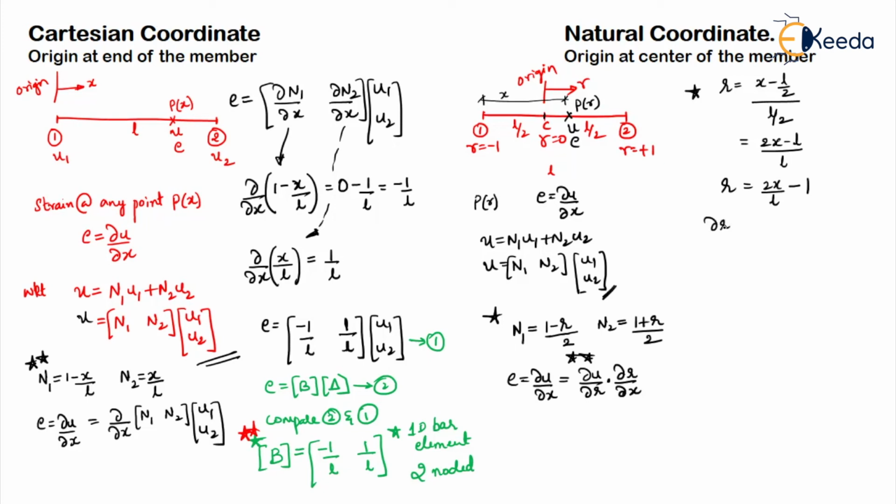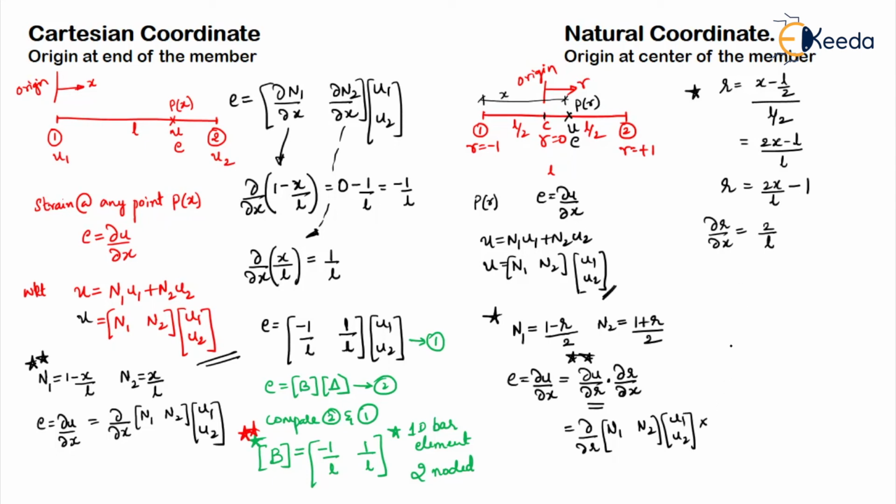So let's find dou R by dou X. Differentiating with respect to X, you will get 2 by L. This will be 0, right? So this is your dou R by dou X. Now you have to differentiate your N1 and N2 with respect to R to get this particular value, right? So let's do that. Let's substitute. Dou by dou R into your U, which is N1, N2 into your U1, U2, multiplied by dou R by dou X.